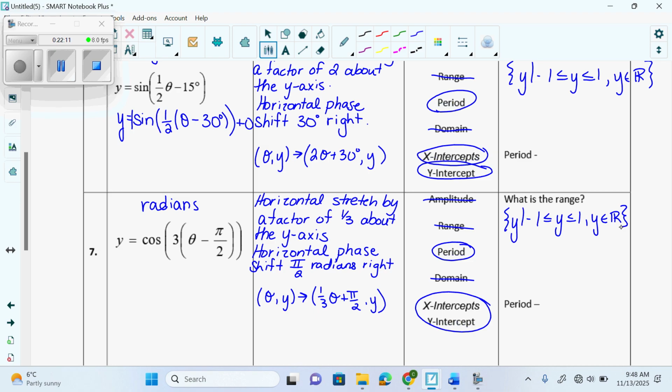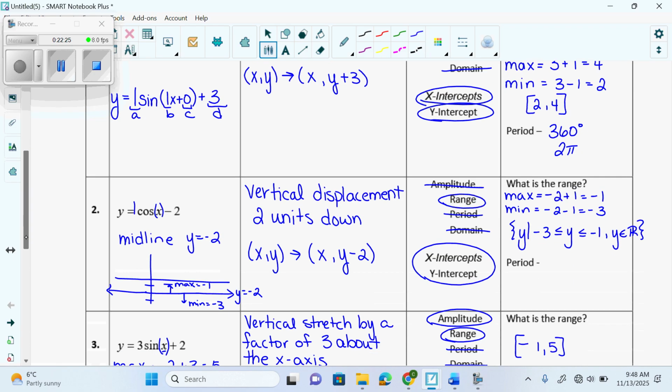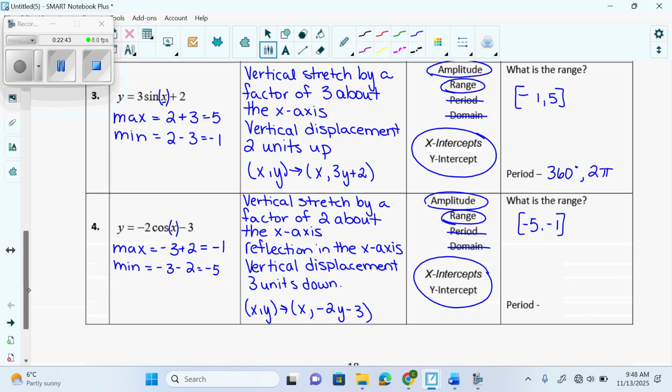All right. The period of the graph, if we go back here, number 1, the period: has there been a horizontal stretch? No, so you give 360 or 2 pi, and the reason why is I didn't tell you if it was radians or degrees, because your c value is 0. This one has no horizontal stretch, so it's 360 or 2 pi again. This one has no horizontal stretch and no horizontal phase shift, so 360 or 2 pi; I would have to tell you if it's radians or degrees. This one, once again, same thing, 360 or 2 pi.